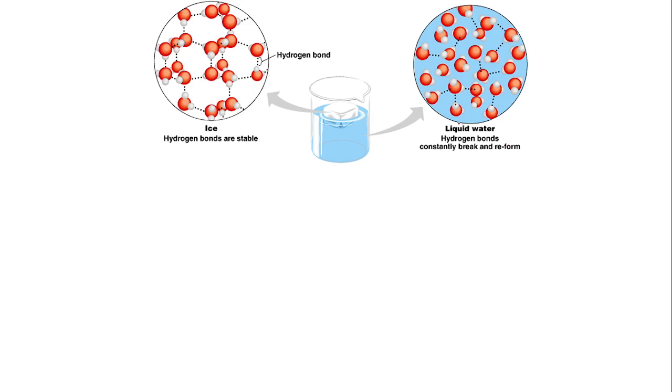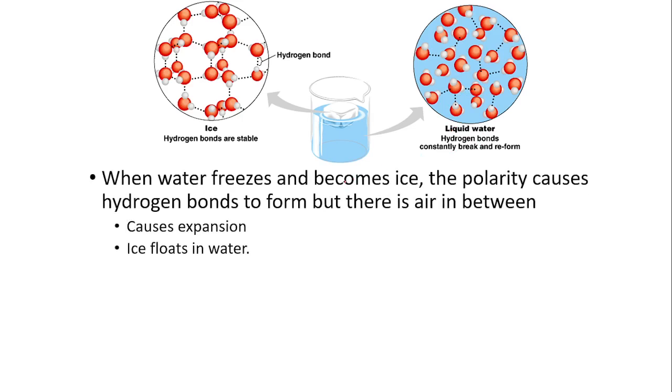Okay, but when you talk of the liquid, you need to understand that in a liquid these hydrogen bonds are constantly breaking and reforming. So when water freezes and becomes ice, the polarity causes hydrogen bonds to form, but there is air in between them. This causes the expansion, and as a result, ice floats in water. So when the expansion takes place, that means that there is an increase in what? Increase in volume. So since there is an increase in volume, then you need to expect what? Low density. So you need to expect low density.